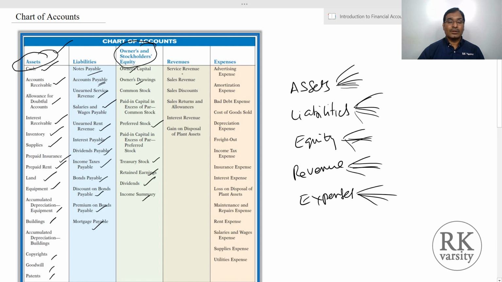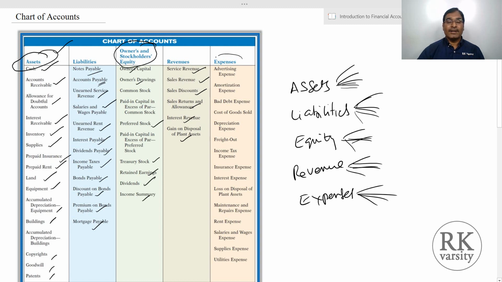Now when it comes to revenue, you have revenue from service, revenue from sales, sales discount, sales returns and allowances, interest revenue, gain on disposal of plant and assets. So we create separate accounts for these different heads under the revenues.